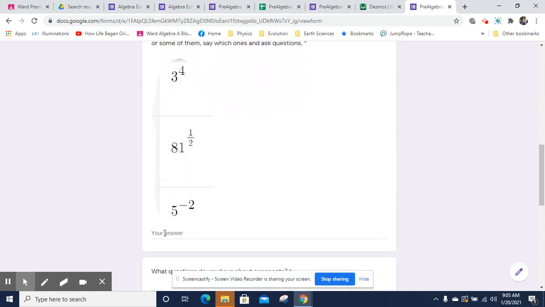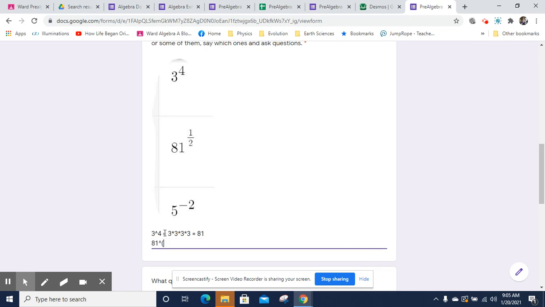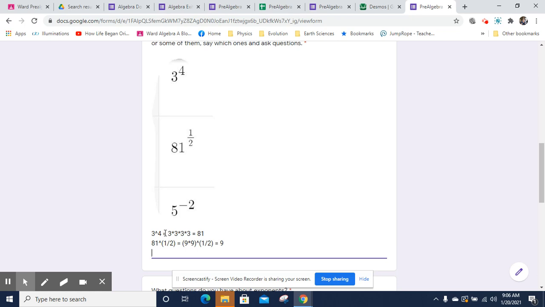So 3 to the 4th is going to be 3 times 3 times 3 times 3, which happens to be 81. 81 to the 1/2 power is going to mean we're going to take half of 81 as factors, not half of 81 as in 45 plus 45. We're going to take 9 times 9. So that's 81. I'm rewriting it that way. Okay, into 2 factors. And we take half of those factors, so the answer is simply 9. By the way, it could also be -9, because -9 times -9 would work too. We'll get into that later.